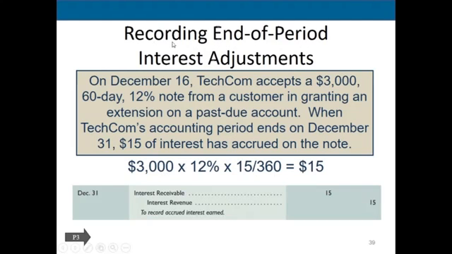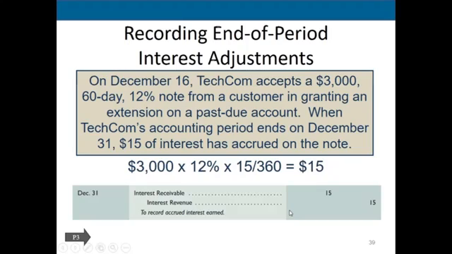What about end of period adjustments? What happens if we write a note and now we cross the proverbial accounting cycle date line of December 31? Let's look at this example. On December 16, TechCom accepts a $3,000 60-day 12% note from a customer, granting an extension on a past due account. This truly is accounts receivable converted to a note receivable. When TechCom's accounting period ends on December 31, $15 of interest has accrued on the note.